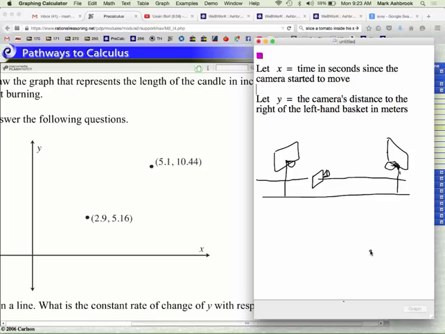All right, there we go. And so then, x is the time since the camera started to move. We don't know where it started. And then y is the distance to the right of the left-hand basket. So here's the left-hand basket. So the current distance would be something like this. That's the value of y. How far it is to the right of the left-hand basket.